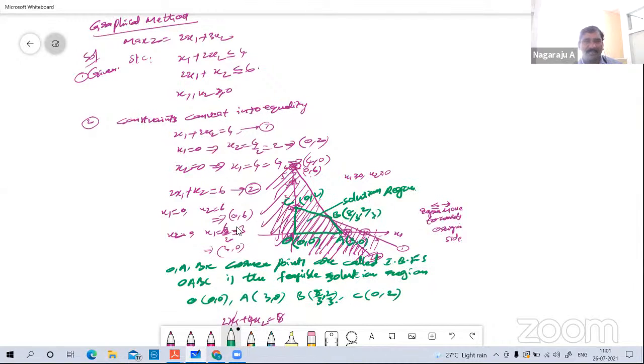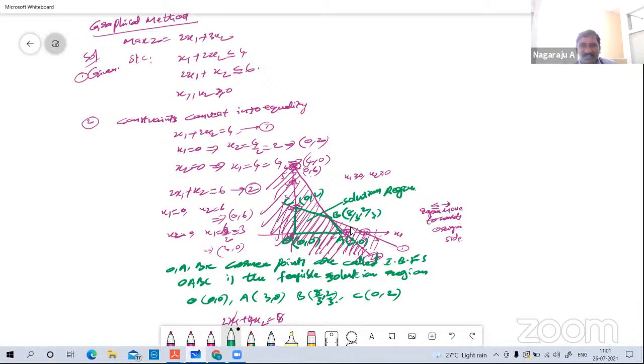Converting that into the equality, 2x1 plus x2 equal to 6, we found the points (0, 6) and (3, 0). We construct the straight line from the second equation, as we can see here. It is also less than or equal to, so the region moves towards the origin side. Whenever it is greater than or equal to, the movement is towards the outside of the origin. But here it is less than or equal to, so I'm taking the region on the origin side.